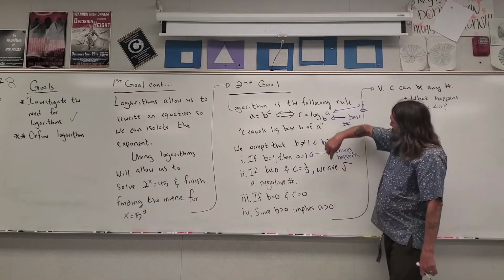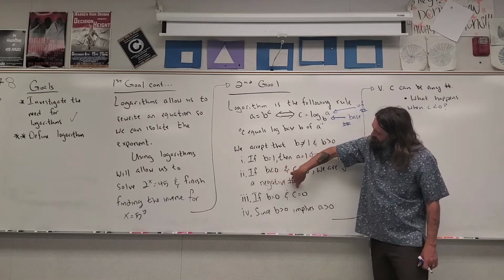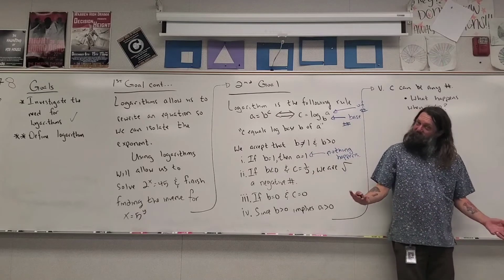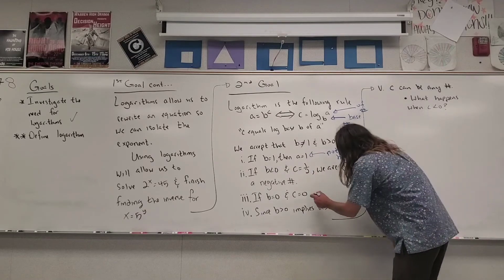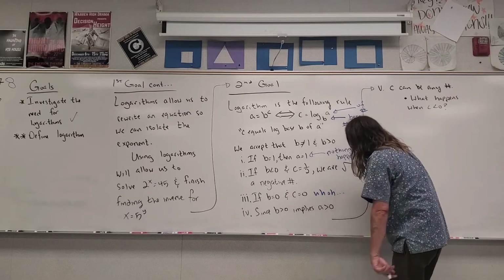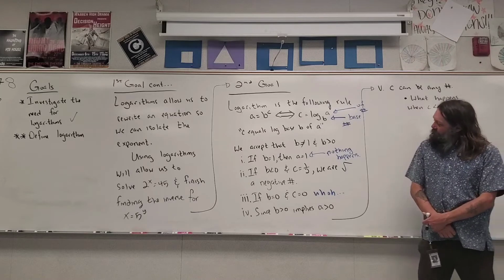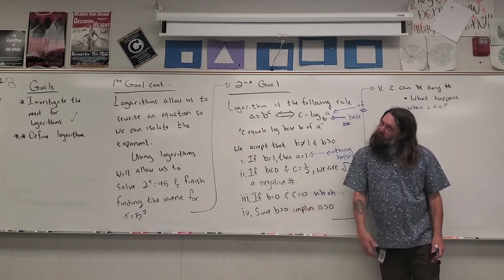Now remember, B has to be larger than 0, because if B is equal to 0 and C is equal to 0, we're in big trouble. This is a big uh-oh. Above my pay grade.